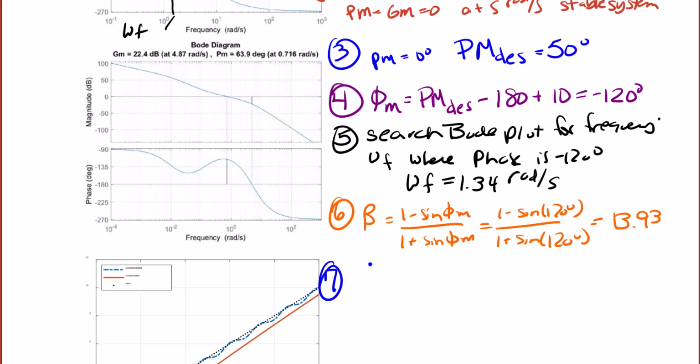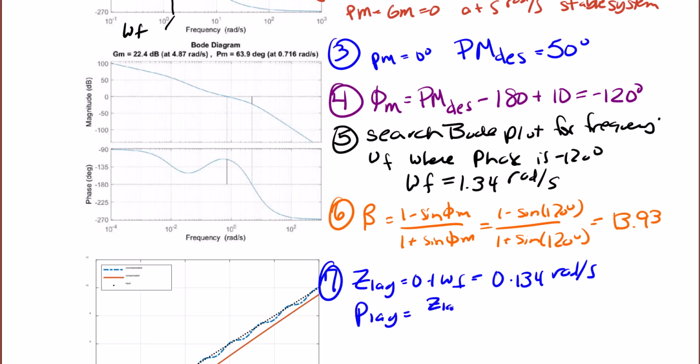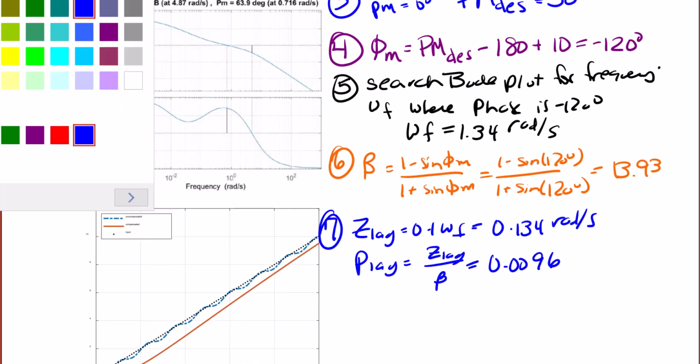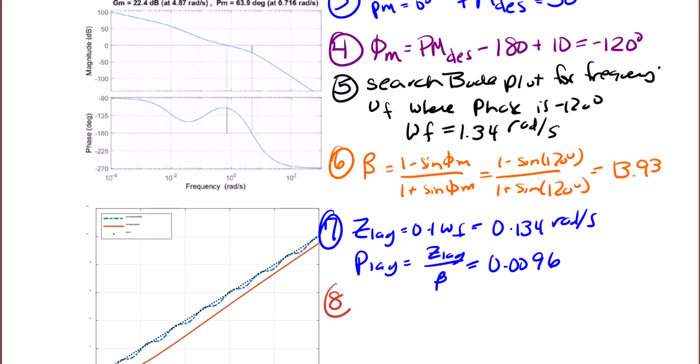Step 7, we're going to get that Z lag is equal to 0.1 times omega f. So similar to when we did the lead compensator, this omega f gives us a ballpark for where we want the center frequency to be for our lag compensator. It won't be exactly there, which you'll see when I plot the compensated Bode plot, but it will be in the ballpark. So Z lag is equal to 0.134 radians per second, which is 0.1 times omega f. And now P lag is Z lag divided by beta, that attenuation factor I talked about. So P lag is 0.0096.